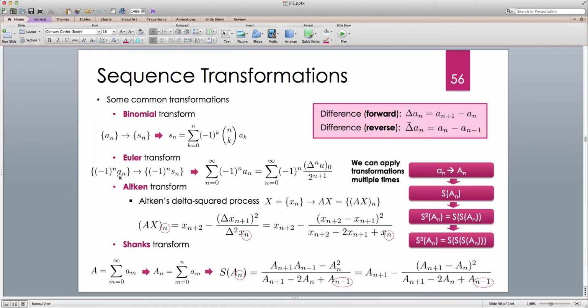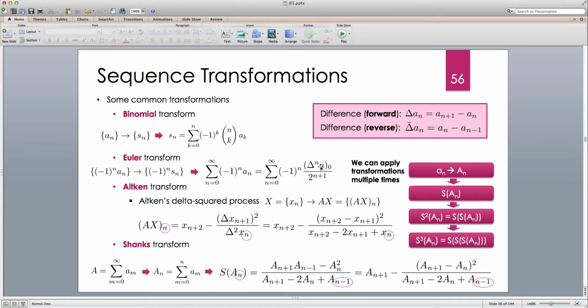Euler transform takes a_n, alternatingly changing sign, a sequence that has also a factor of (-1)^n. So its sign changes alternatively and transforms into another sequence, (-1)^n S_n. All right. And the definition is this: if we are calculating the series over this (-1)^n a_n, we transform this sequence into (-1)^n delta^n a_0 over 2^(n+1).